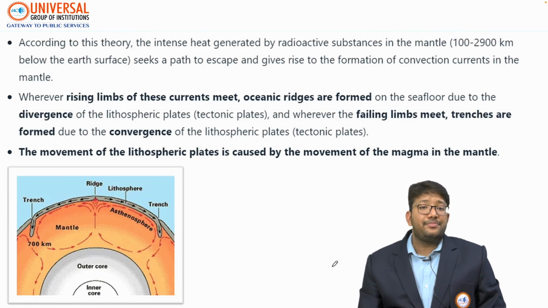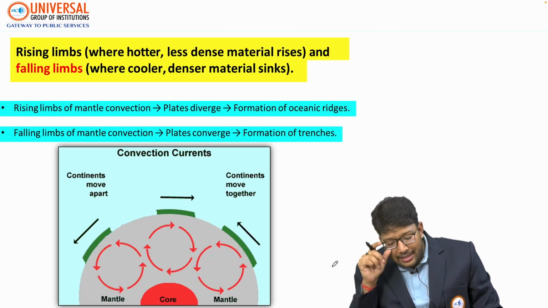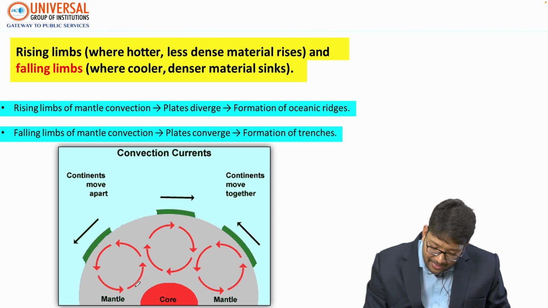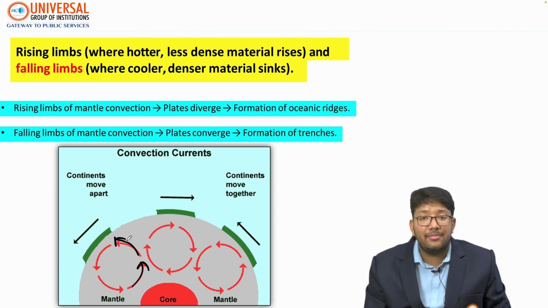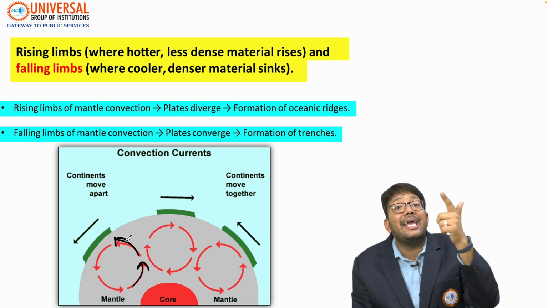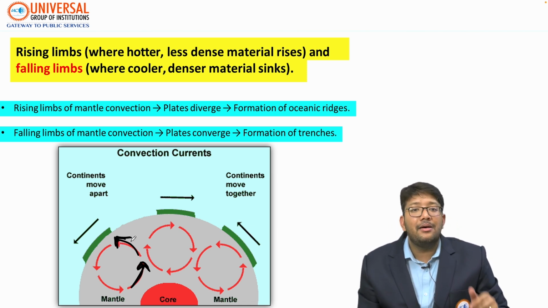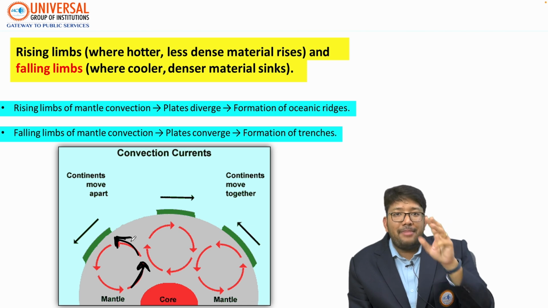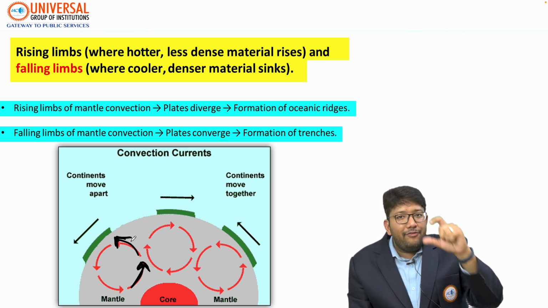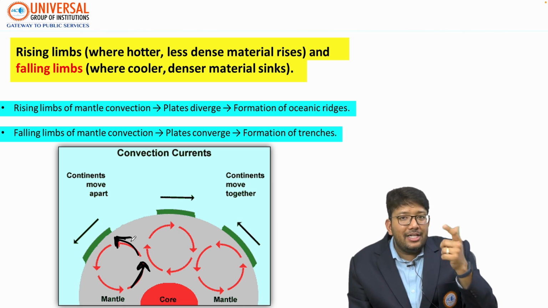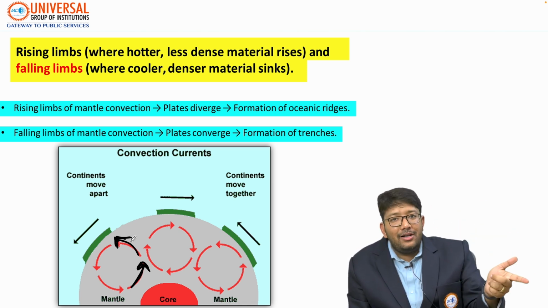Okay, now we will talk about this theory later. For now, just understand that these are the rising limbs, where hotter, less dense material rises. Understood? Why is this material rising? Because there are three types of matter, right? Gas, solid and liquid. Now, if we compare liquid and solid, the density of liquid will be less and the density of solid will be more.